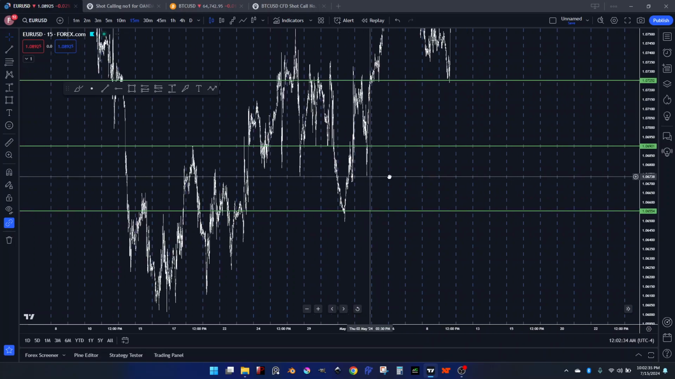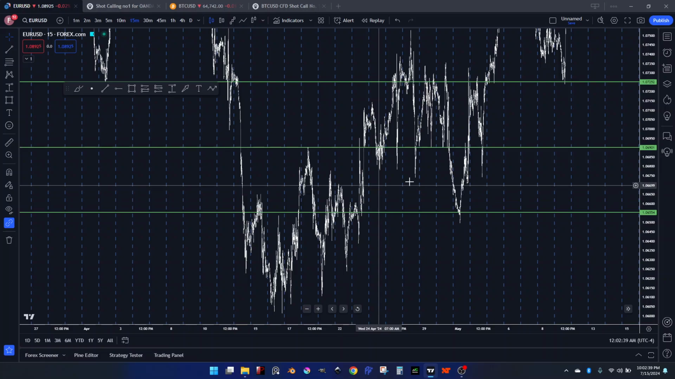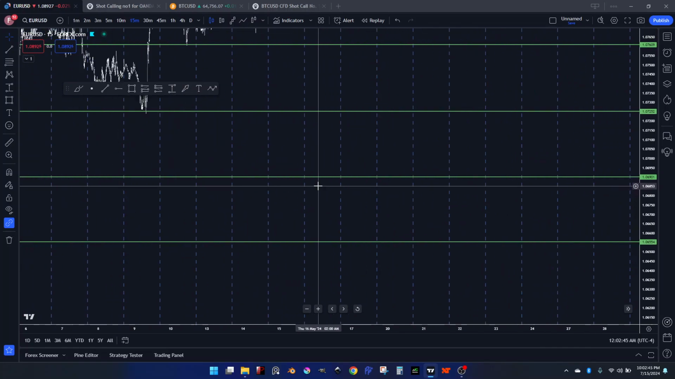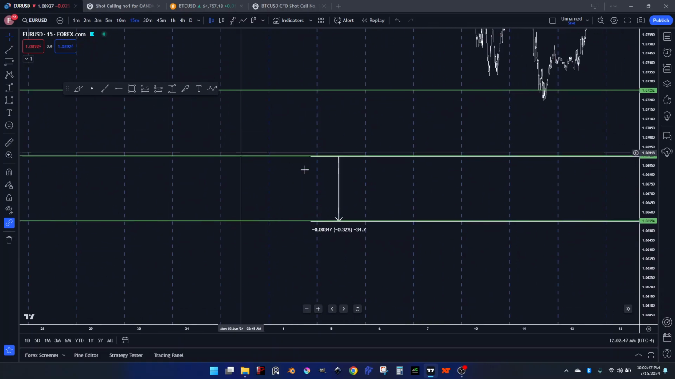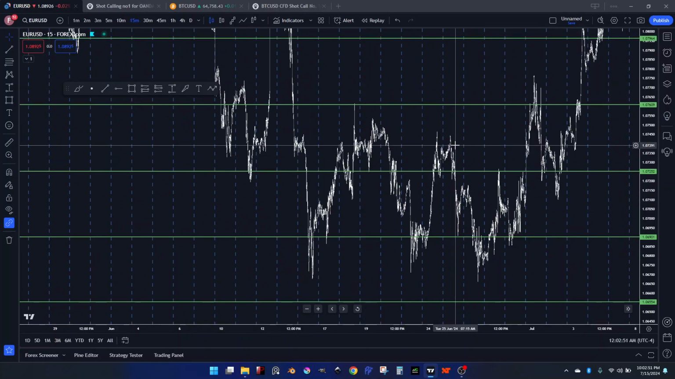And if we went back, look at that. Look at how that lines up. So you're going to want to try to line everything up. You're going to want to ignore these little bits here and there. And then what we're going to do next is talk about your entries, exits, and what you're trying to do overall.